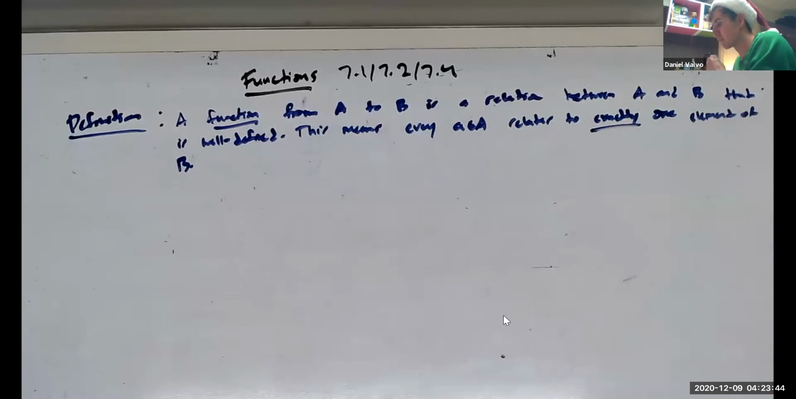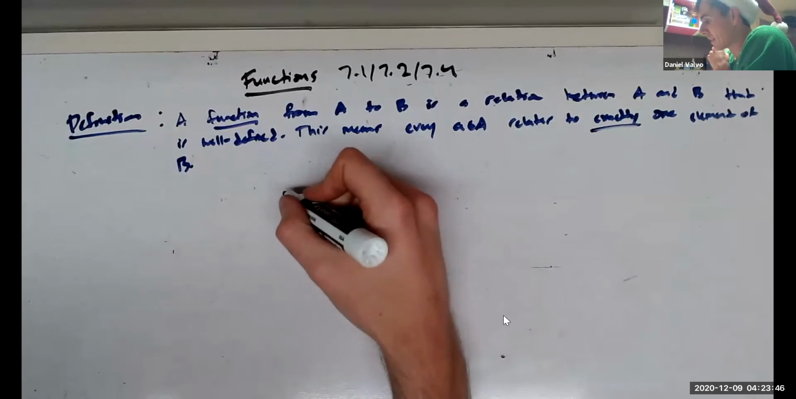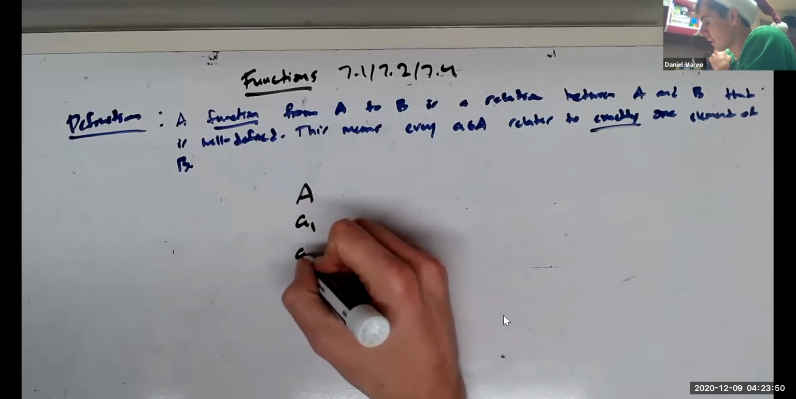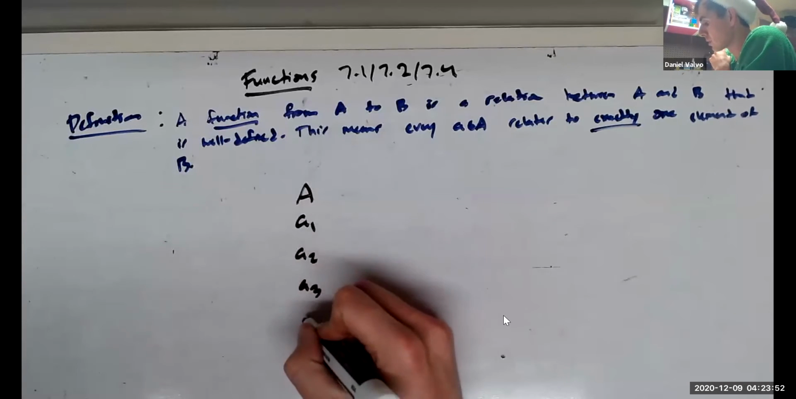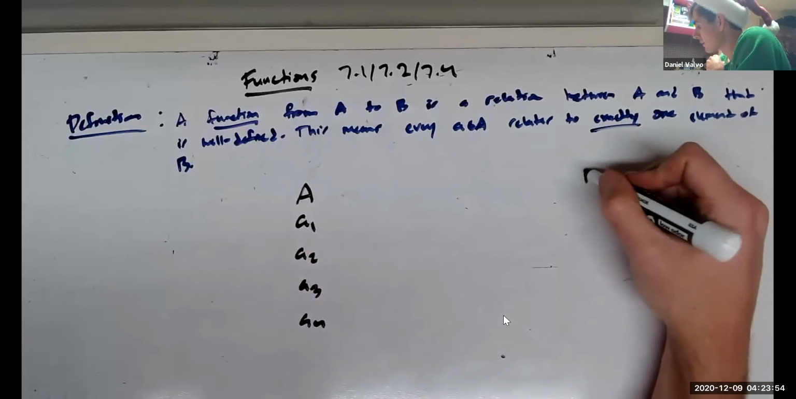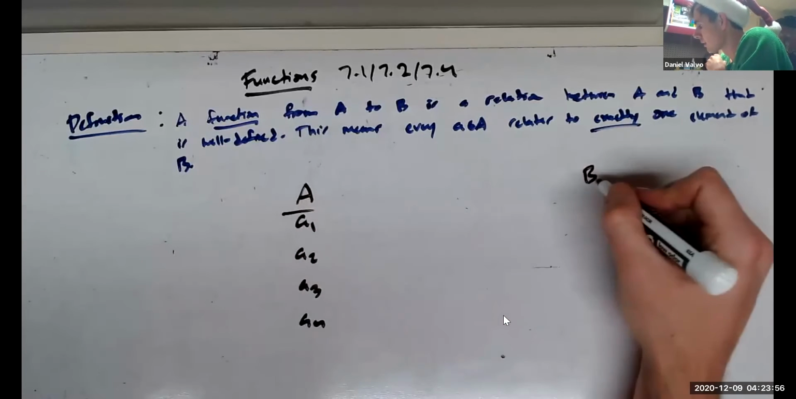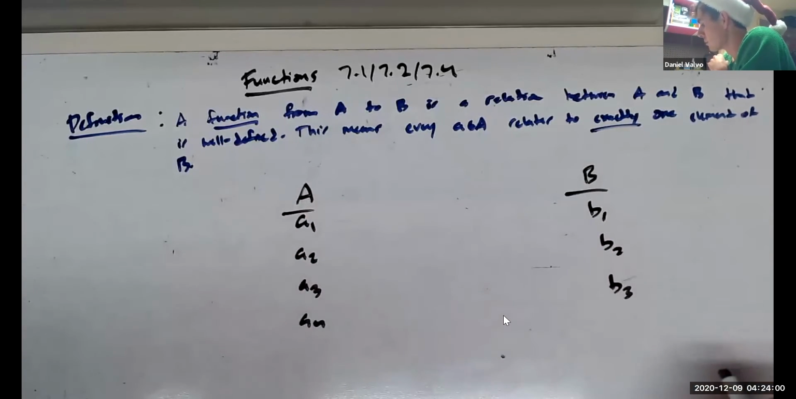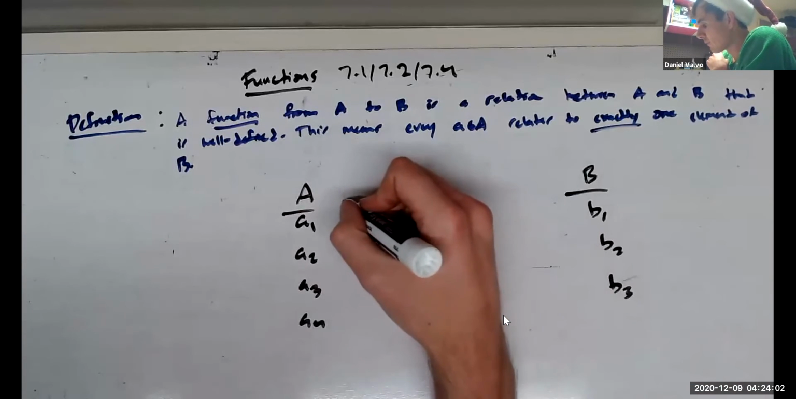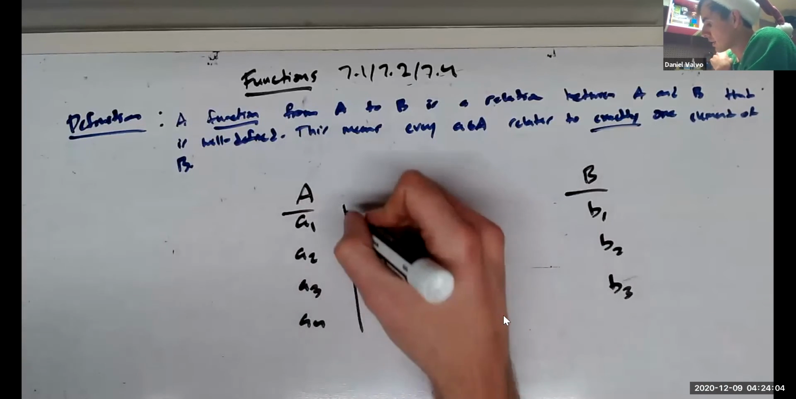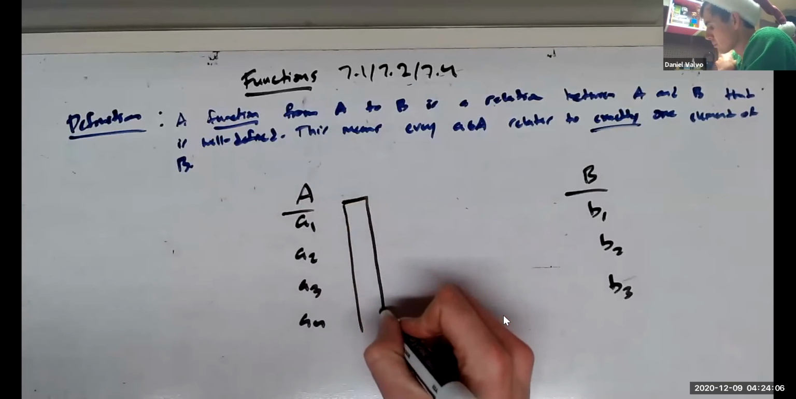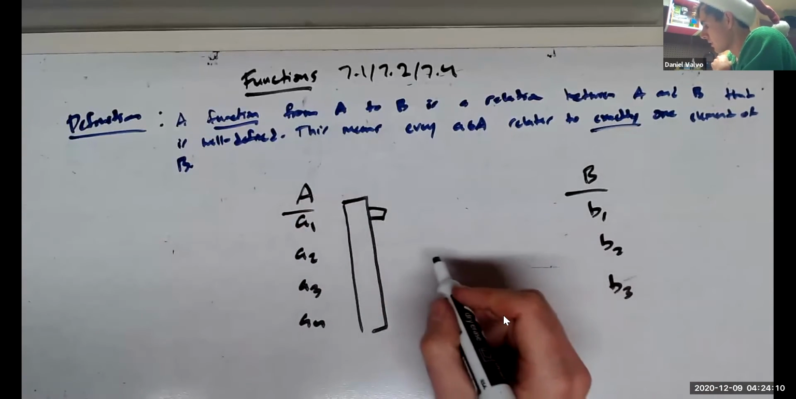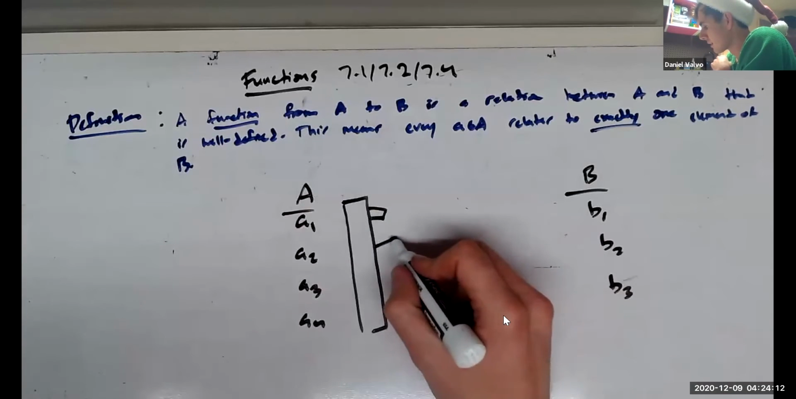So the way I like to think of a function is, I have a set A here, like A1, A2, A3, A4. We'll have a set B here, like B1, B2, B3. I think of a function as literally like a laser gun, this laser beam machine here that, let's see here.